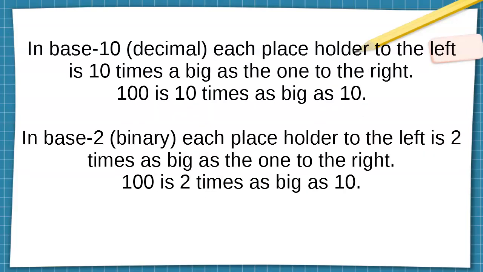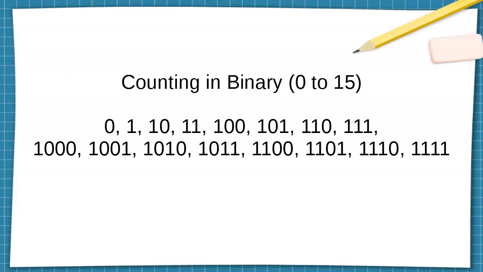In base 10 decimal, each placeholder to the left is 10 times as big as the one to the right. For example, 100 in decimal is 10 times as big as 10. Same thing in binary, except it's 2 times as big. So 100 is 2 times as big as 10.